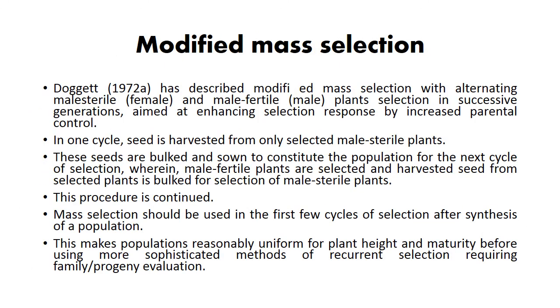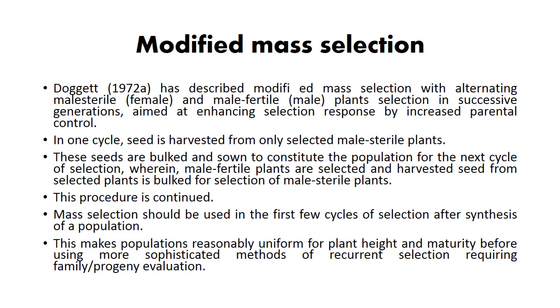Modified mass selection. Doggett in 1972 described modified mass selection with intermating of male sterile and male fertile plants, with selection in successive generations aimed at enhancing selection response by relaxed parental control. In one cycle, seed is harvested from only selected male sterile plants. These seeds are bulked and sown to constitute the population for the next cycle of selection, wherein male fertile plants are selected and harvested, and seed from selected plants is bulked for selection of male sterile plants.